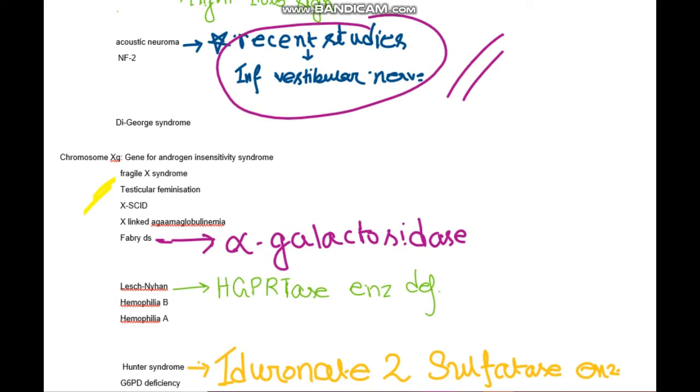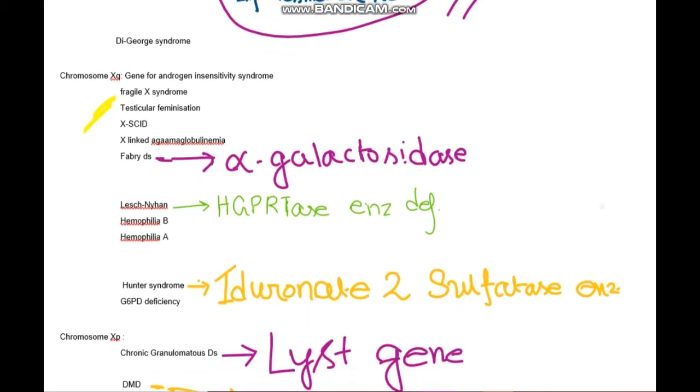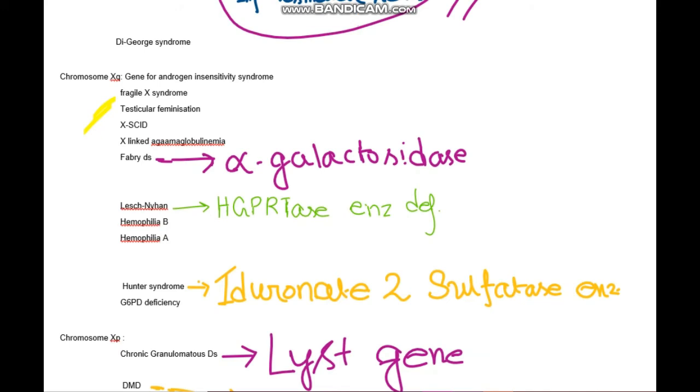Fabry's disease is for the alpha galactosidase deficiency. Lesch-Nyhan syndrome is for HGPRTase enzyme deficiency. HGPRTase is a purine and pyrimidine metabolism enzyme. That's a vast topic, but the very peculiar thing about Lesch-Nyhan syndrome is that the patient will be self-mutilating, sometimes biting his tongue, or beating himself. That is self-mutilating behavior, very peculiar of Lesch-Nyhan syndrome.